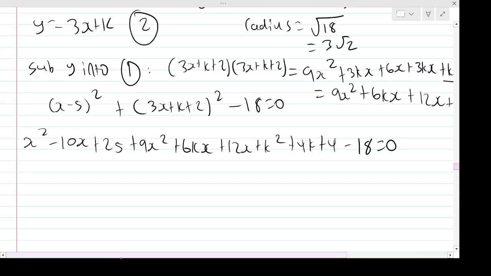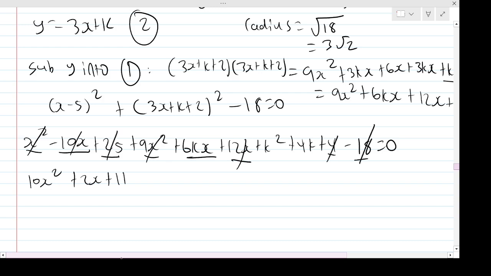So we have x squared and 9x squared be 10x squared. I can cancel that off. Then have a minus 10x. Then have a plus 12x, that'd be plus 2x overall. Then I have a plus 25. Then I have a plus 4 and a minus 18. So 25, add 4, take away 18, gets me plus 11. So I can cancel those off.